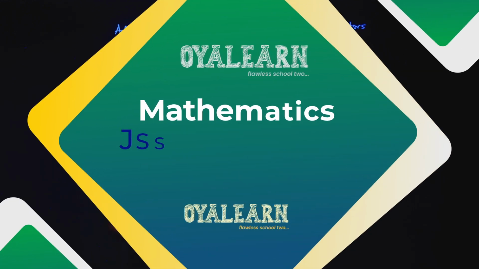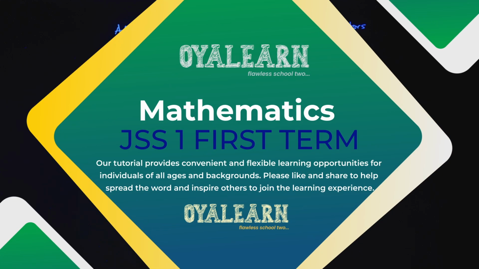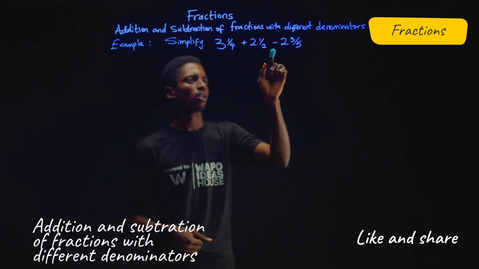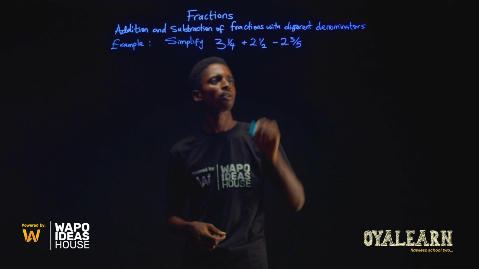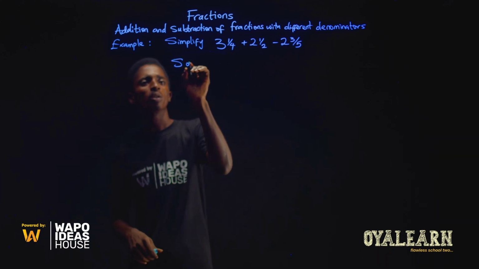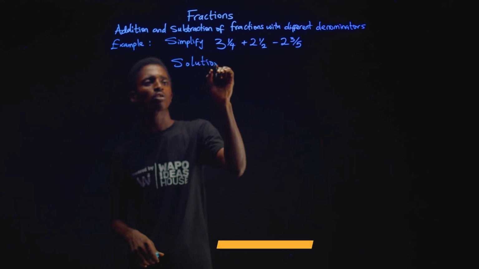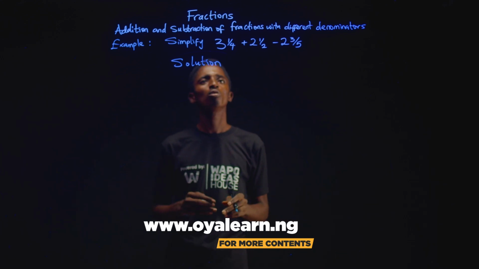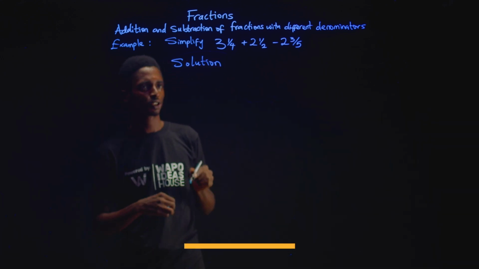Now let's simplify this, where we have 3 whole number 1 over 4 plus 2 whole number 1 over 2 minus 2 whole number 3 over 5. Here we are working with mixed fractions. So in our solution, the first thing you want to do is to bring all of this into improper fractions.